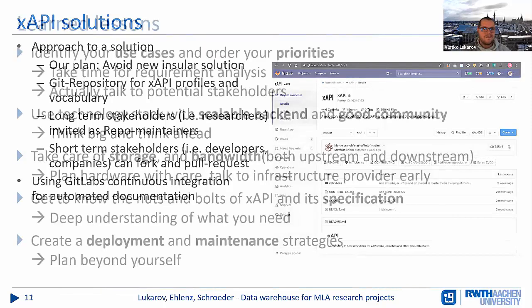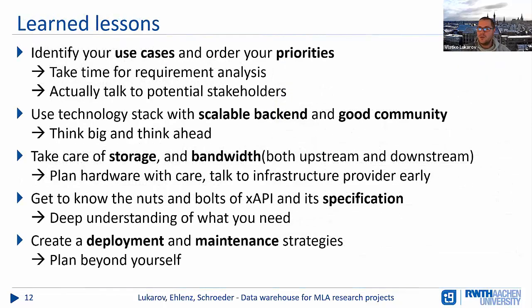And this brings me basically towards the end of my presentation. What we have actually learned while trying to develop this data warehouse with Experience API as an underlying data model. First of all, what you need to take care of, researcher or as a technical guy, is to identify your use cases, and you need to order your priorities. So you really need to take your time for the requirement analysis.